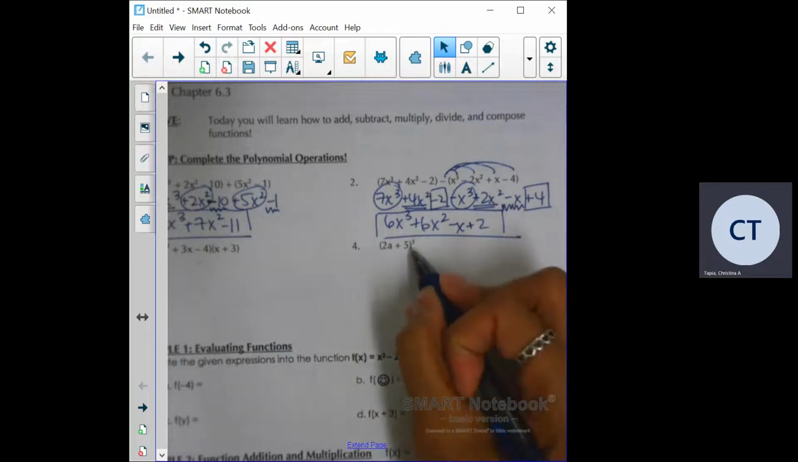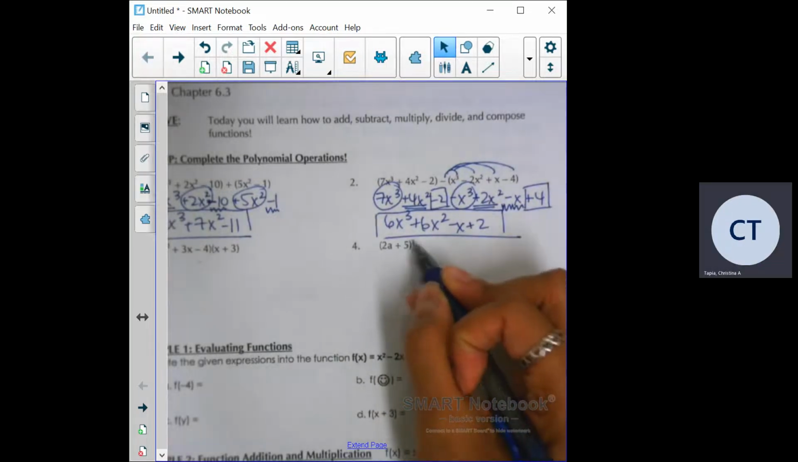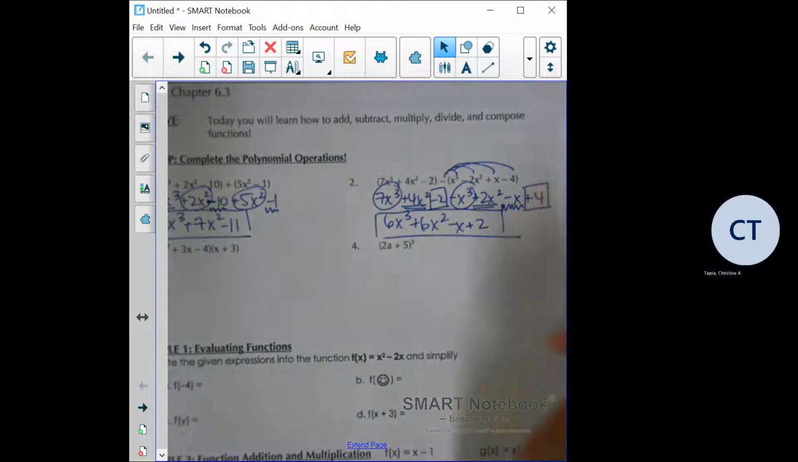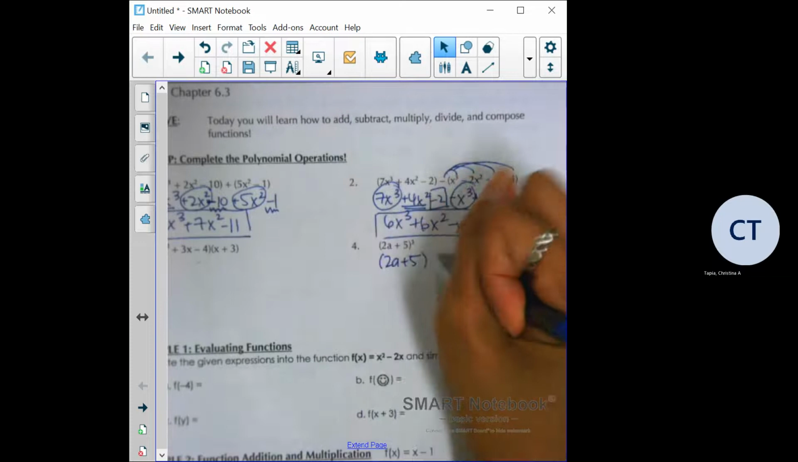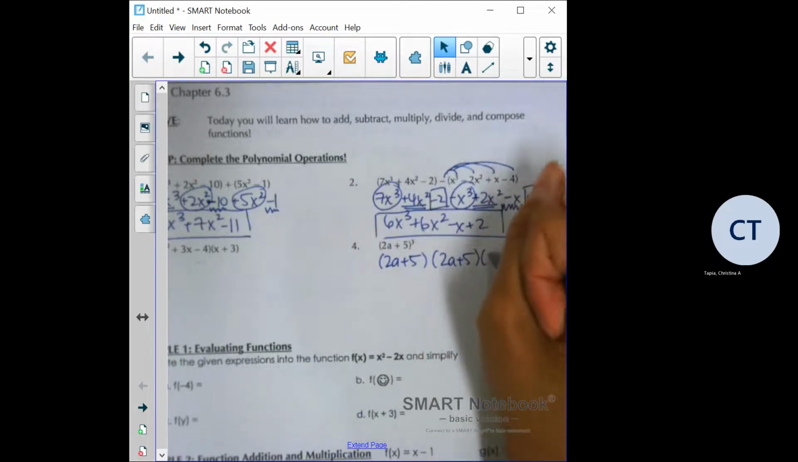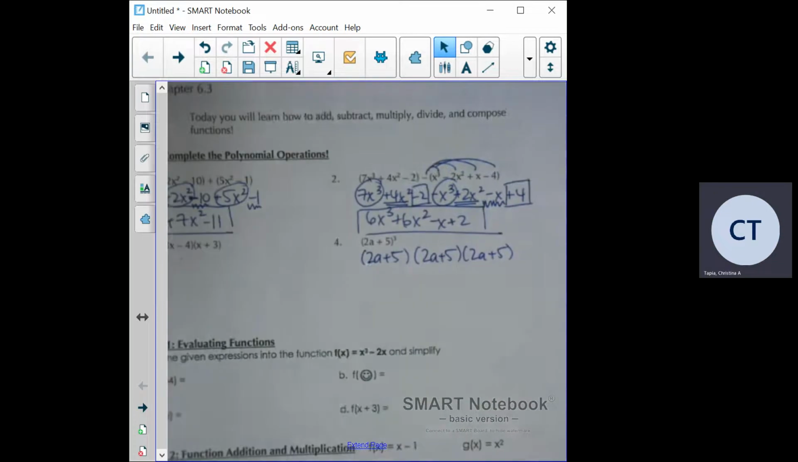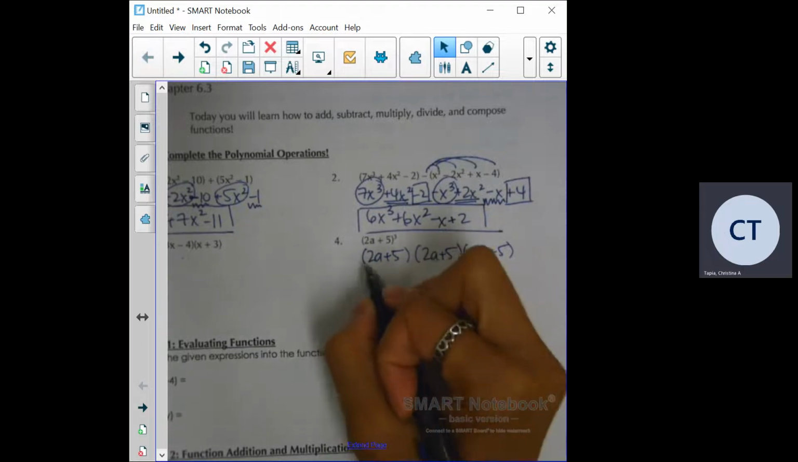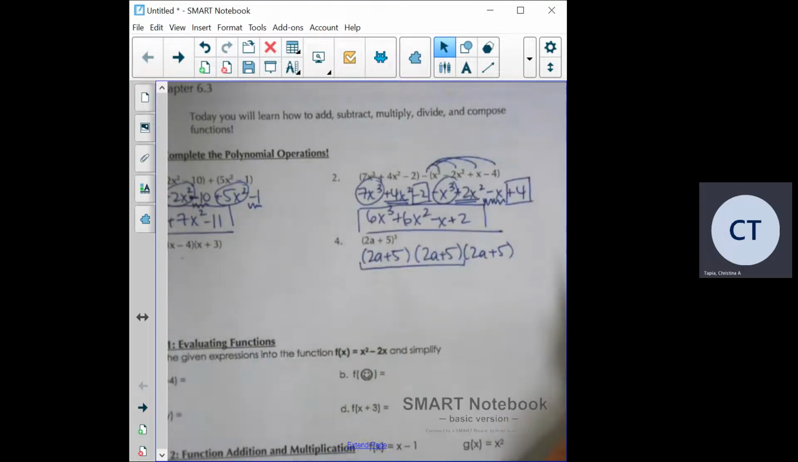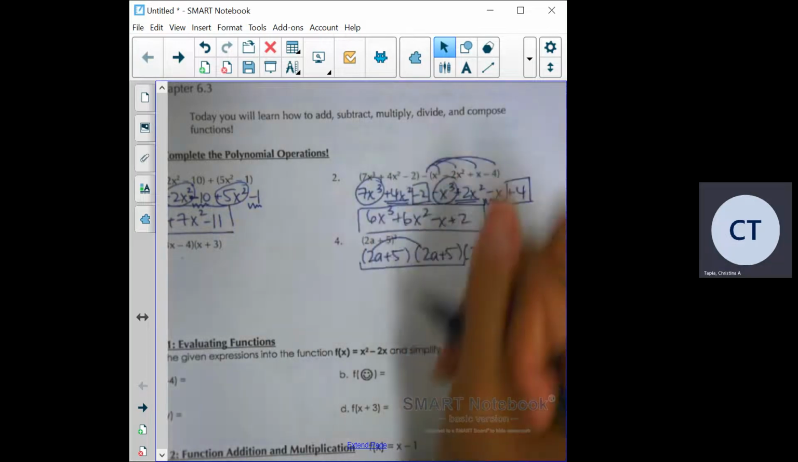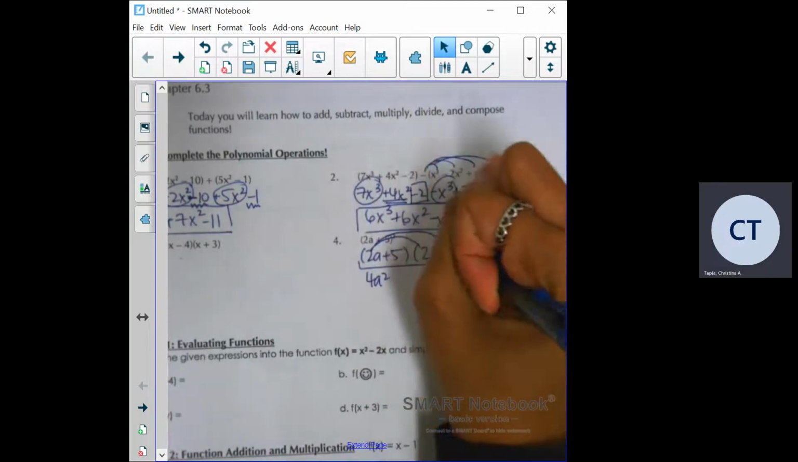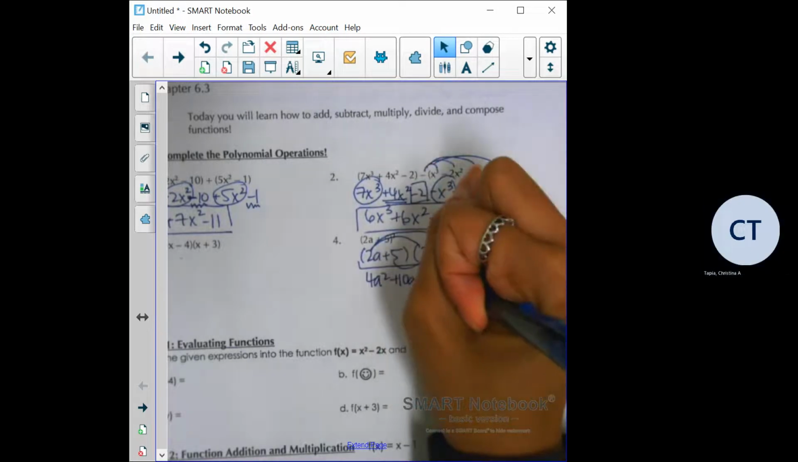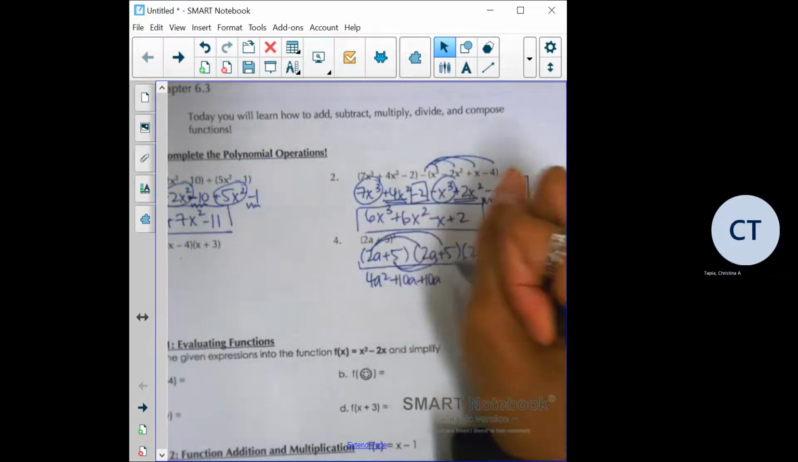So for number 4, this has 2a plus 5. Do I just distribute the 3 or do I need to rewrite something? You guys said rewrite it 2 more times. That means I need to multiply the first 2 parentheses first using FOIL, and then the last parentheses, I'm going to have to multiply whatever the final answer is. So first I'm going to multiply these 2 parentheses, and you should remember how to do this. So 2 times 2 is 4a squared. 2 times 5 is 10a plus 10a plus 25.